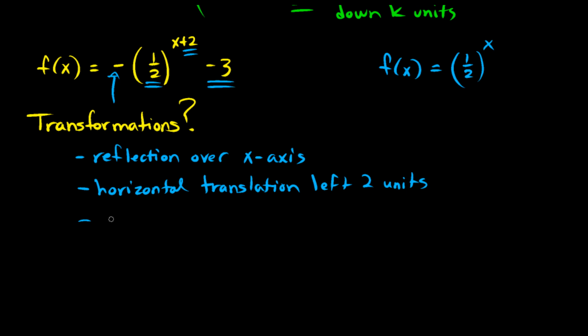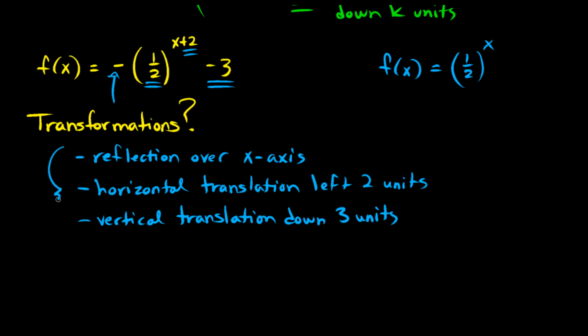The k value is -3. That means there's going to be a vertical translation down 3 units, because we obey what the k value tells us. So these three would represent the transformations that occur to this parent function. We see that the negative flips it, left 2, down 3. That's essentially what's happening to the transformations.